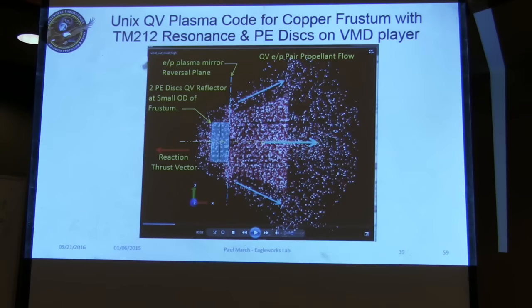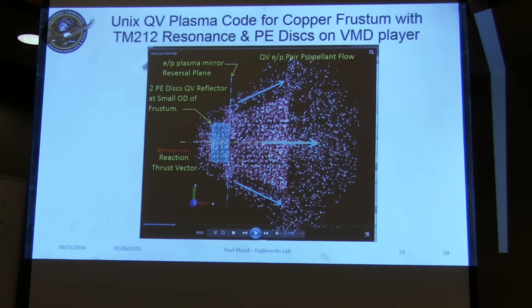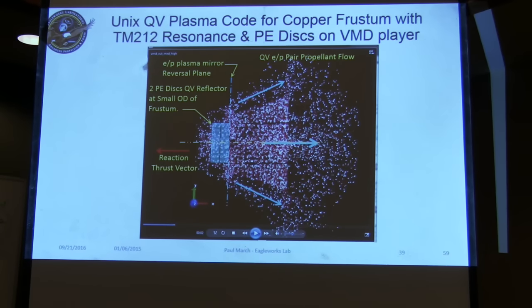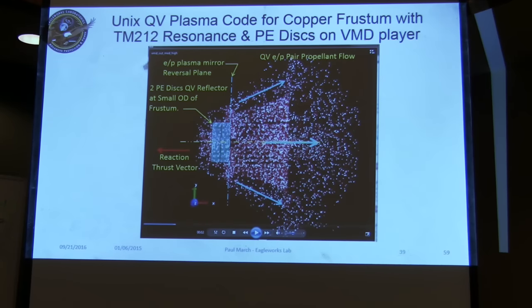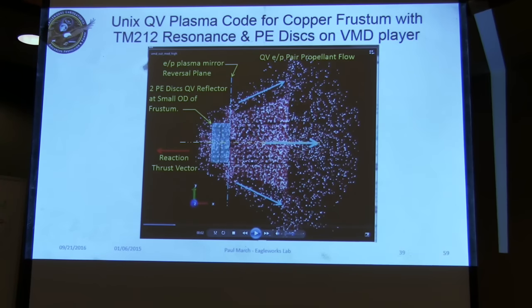Next slide. Okay, this is what Sonny's quantum vacuum code generated on a time step, and each one of these red and white dots is considered an EP pair, electron-positron pair in the Dirac sea, that's his basic model. And in this model, instead of the dielectric providing an electrostrictive effect, as Dr. Woodward's model would use it for, it acts like a plasma mirror, and it reflects the QV plasma back in the same direction as the main thrust.